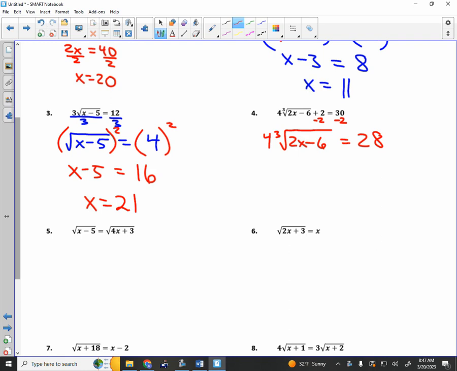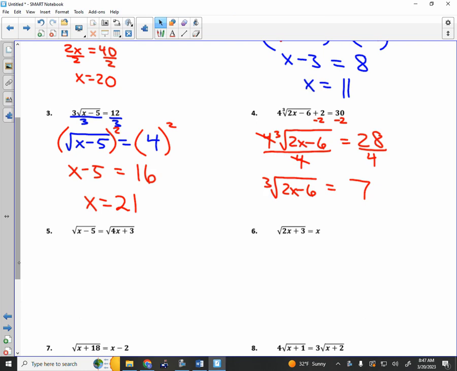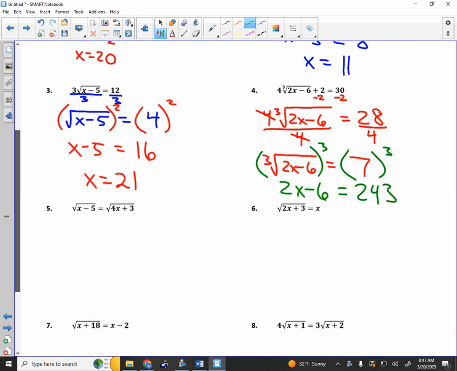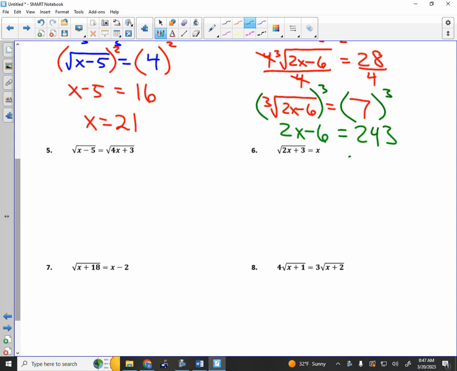Next step. Divide off the 4, and I get the cubed root of 2x minus 6 is equal to 7. Now what? Cube both sides. 2x minus 6 is equal to, and 7 cubed, does anybody remember off the top of their head? 343. I add 6 to both sides. 2x is equal to 349. And divide by 2, x is 349 over 2.